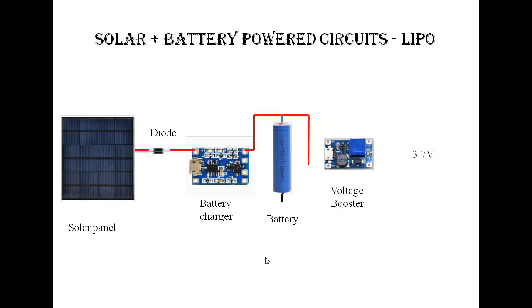As this battery produces a small voltage, but in some applications we require more supply voltage, so we use the voltage booster circuit. It is given in the diagram. So this is a simple solar panel with battery powered circuit.